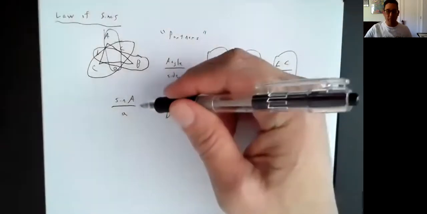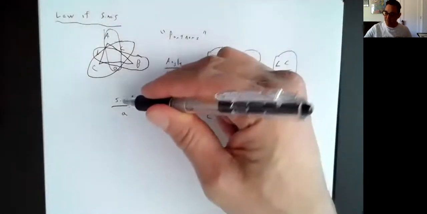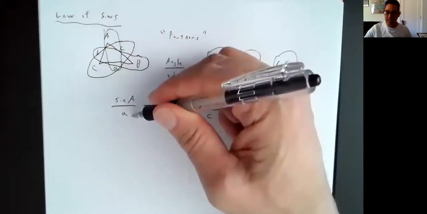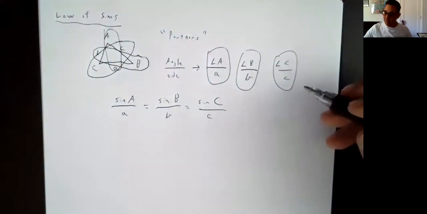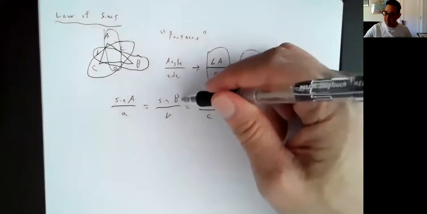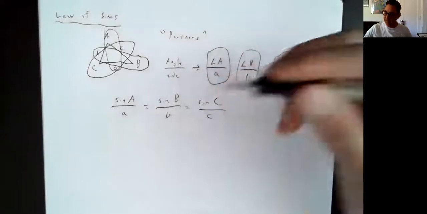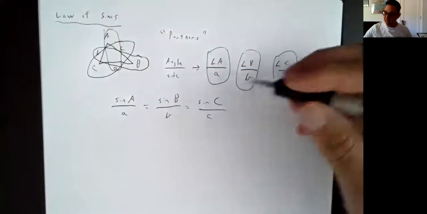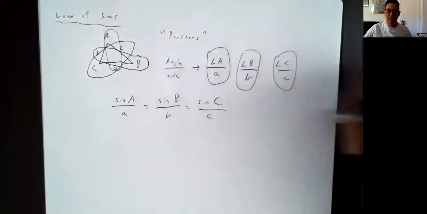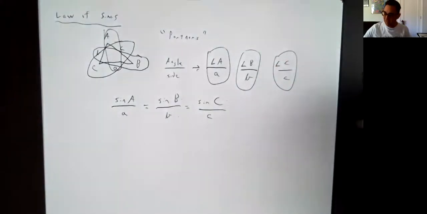Now we're going to need a calculator. If you take the sine of A and divide it by side A, the decimal you get will be equal to what you get if you take the sine of B and divide it by side B. And that will be equal to what you get if you take a calculator and find the sine of C and divide it by side C.